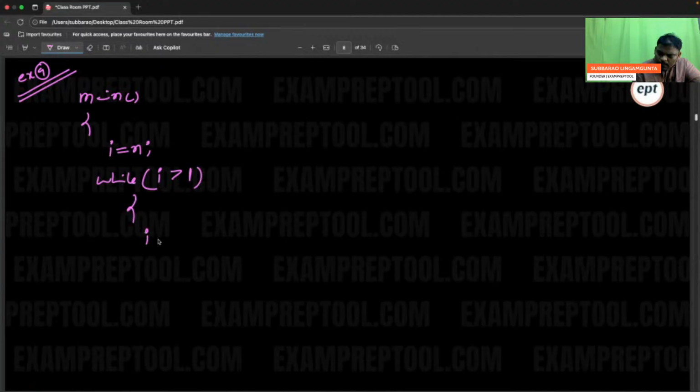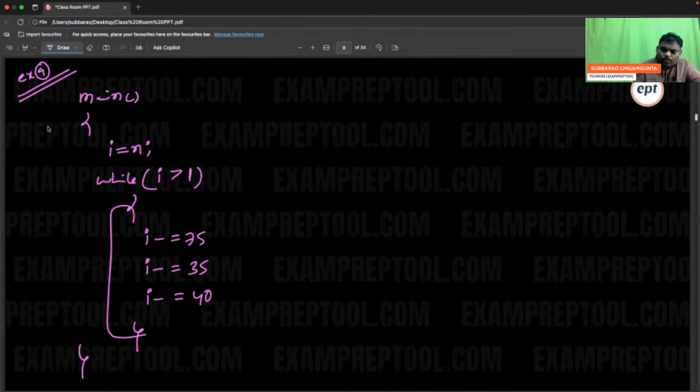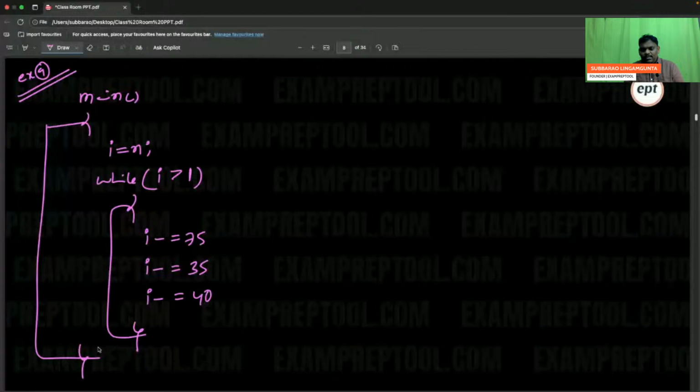i -= 75, i -= 35, i -= 40. So remember, plus or minus is the same story; there is not much difference. In the case of minus, values will decrease. If you want, you can check: i is initially a big number, and for every round the i value is decrementing.